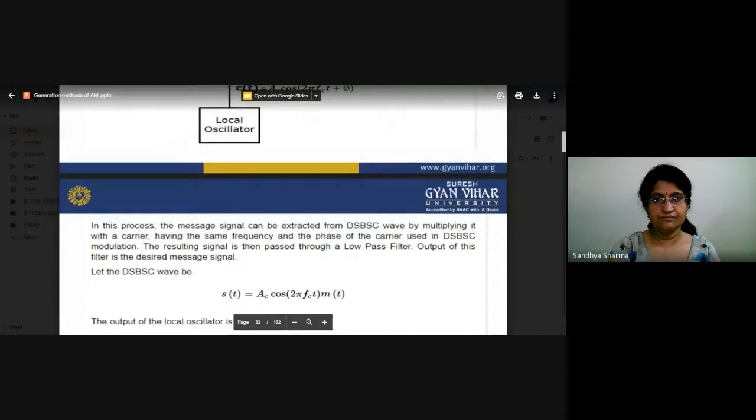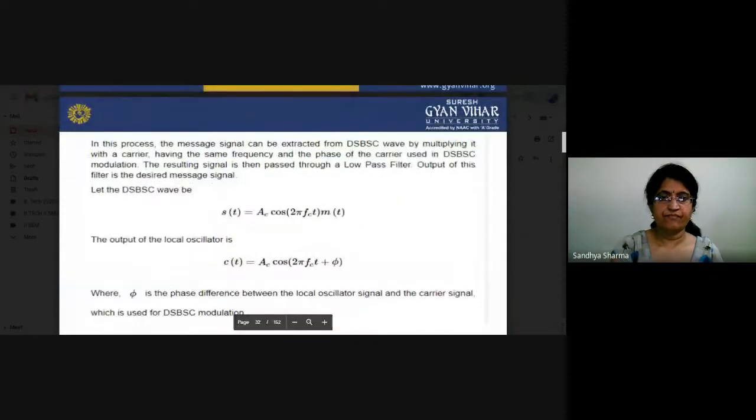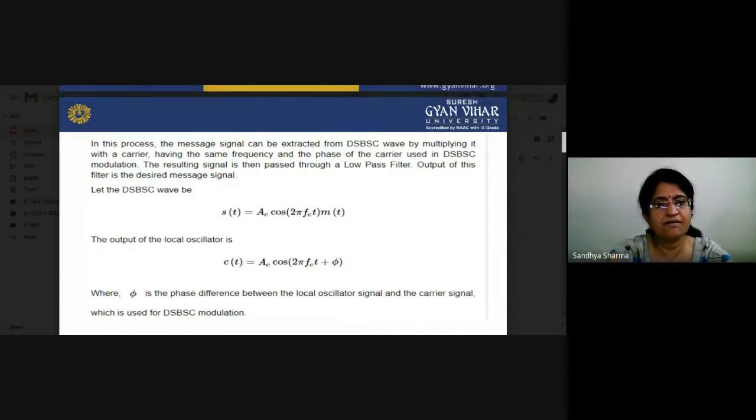You can see there it was coherent. Okay, so this is the process s(t), that is a product of Ac cos 2 pi fc t into m(t). So that is basically a multiplication with the modulating signal. Now again, what is the output of the local oscillator?